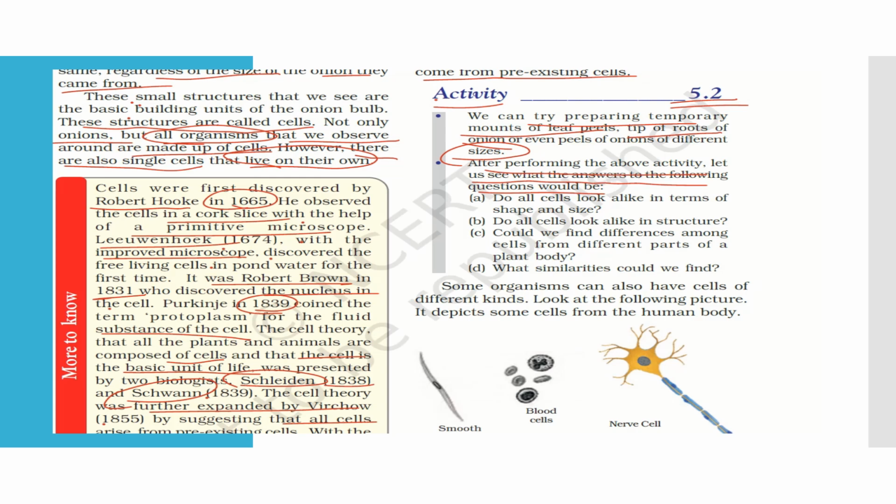So what are the questions? Do all cells look alike in terms of shape and size? We want to see whether the cells of different types of plants, flowers and fruits are of the same shape or not. Do all cells look alike in structure? Could we find differences among the cells? These are the questions we have in our mind, and we need to clarify them: what differences and what similarities we could find.